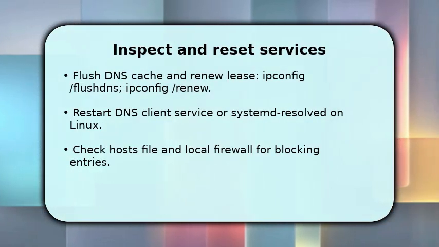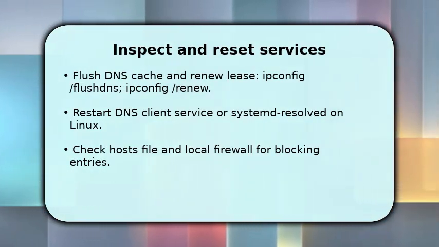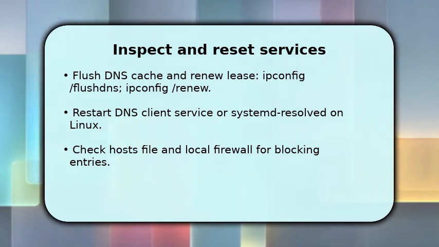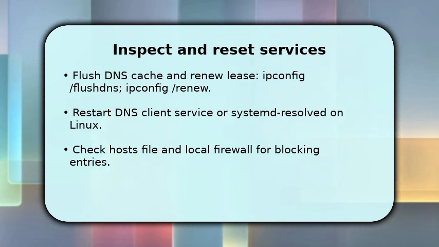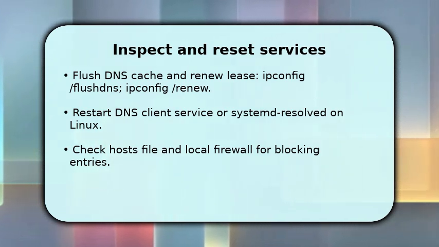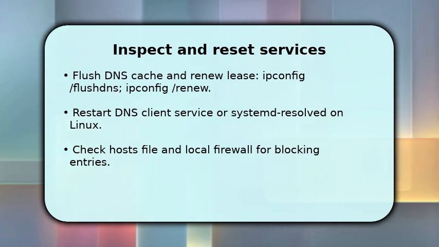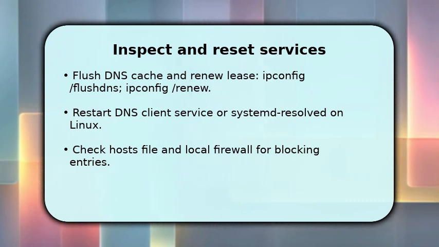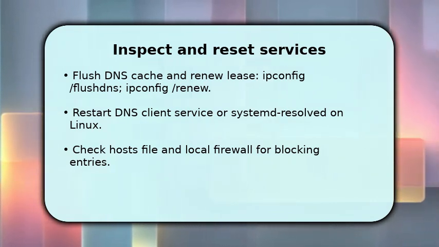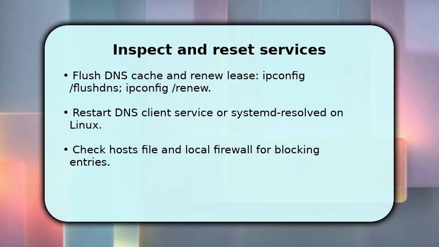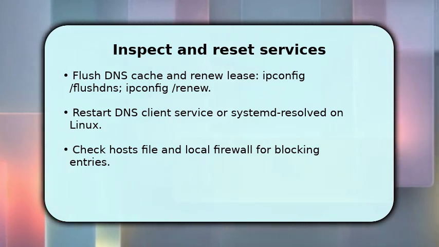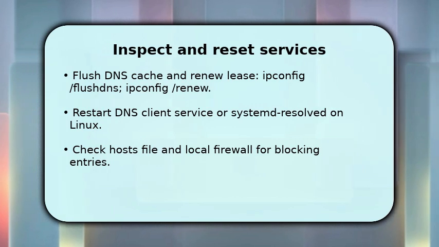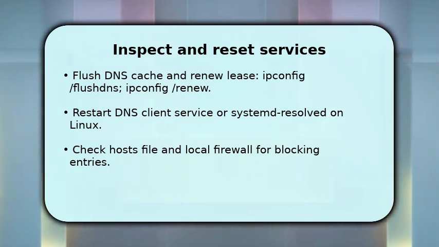Next, you dig into local resolution and services. Flush your DNS cache and renew the DHCP lease so cached failures don't persist. On Windows, run ipconfig /flushdns, then ipconfig /renew. Once done, restart the DNS client service or systemd-resolved on Linux to reload settings. Also inspect the hosts file and local firewall rules. Sometimes entries or rules override DNS and cause failures. Make sure to test name resolution with ping or nslookup after each change to see where it breaks.